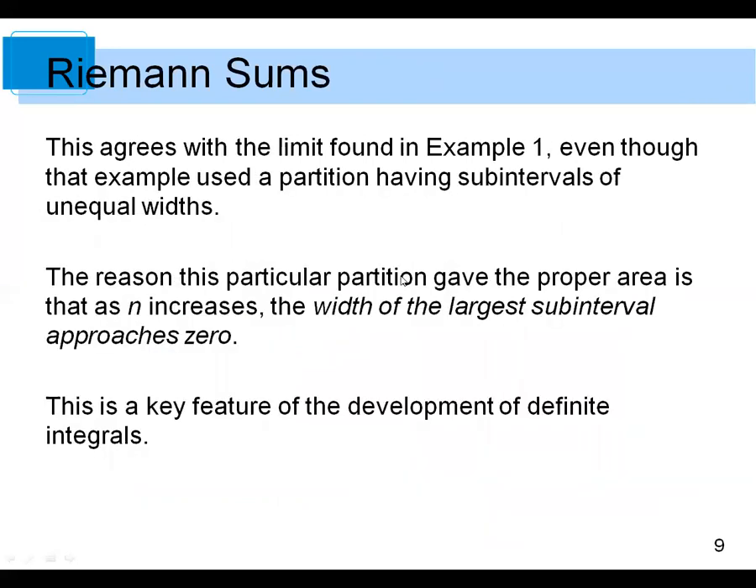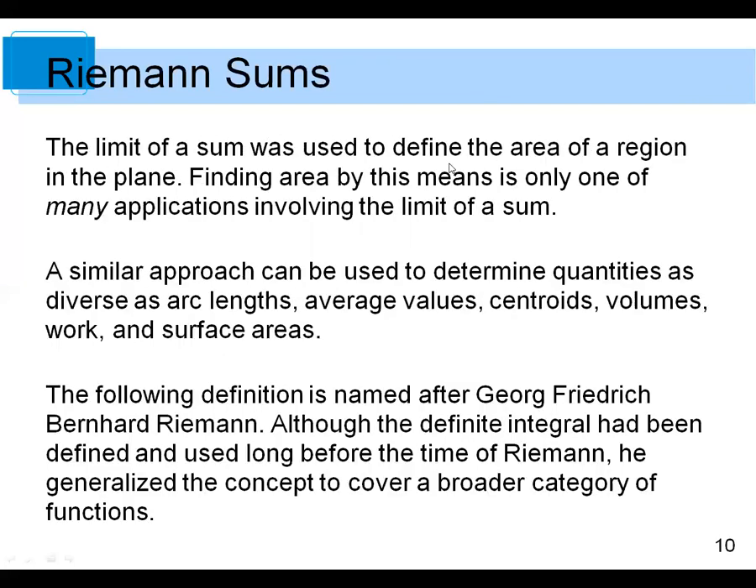So this agrees with the limit found in example 1, even though that example used the partition having subintervals of unequal width. The reason this particular partition gave the proper area is that as n increases, in other words, the number of rectangles increases, the width of the largest rectangle has to approach 0, the width of the largest subinterval. This is the key feature of the development of the definite integral.